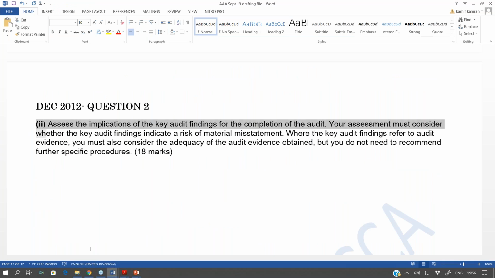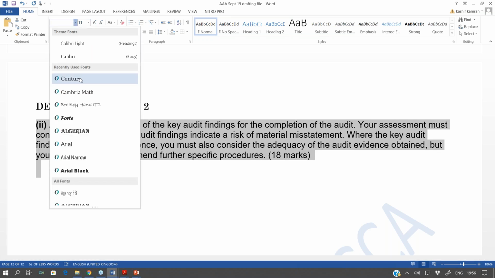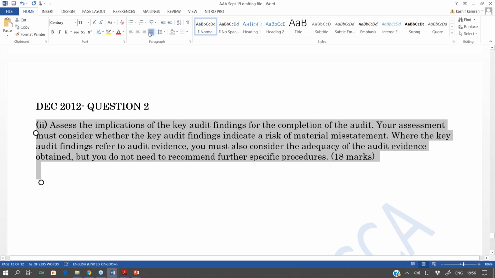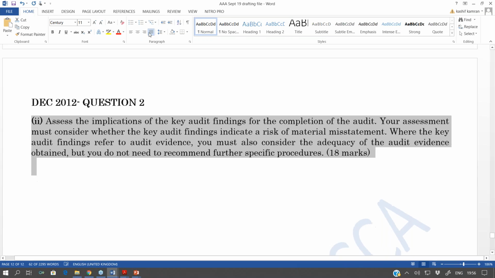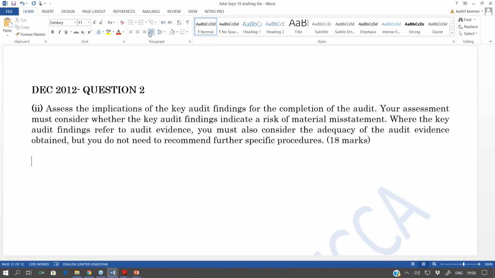See how significant these questions are. In December 11, it was for 15 marks, and over here it's for 18 marks. An examiner has a tendency of taking papers from the past paper, so you need to understand that. So let's go down, taking things into focus. Assess the implication of the key audit findings on the completion of the audit.